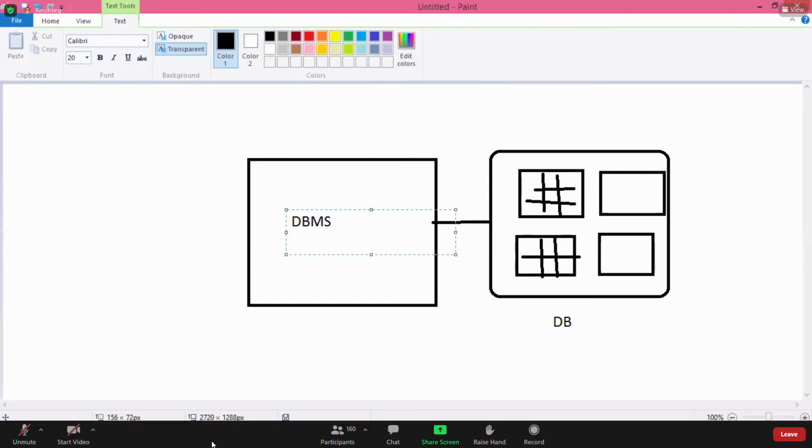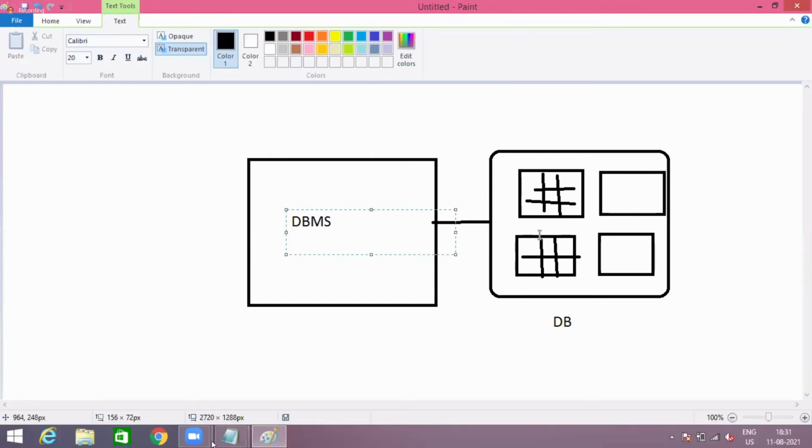What is DBMS? What is a database? A database is a collection of data. A database stores data. But to create and manage this database, we need a software. That software is called DBMS. Okay, now, understood the difference?